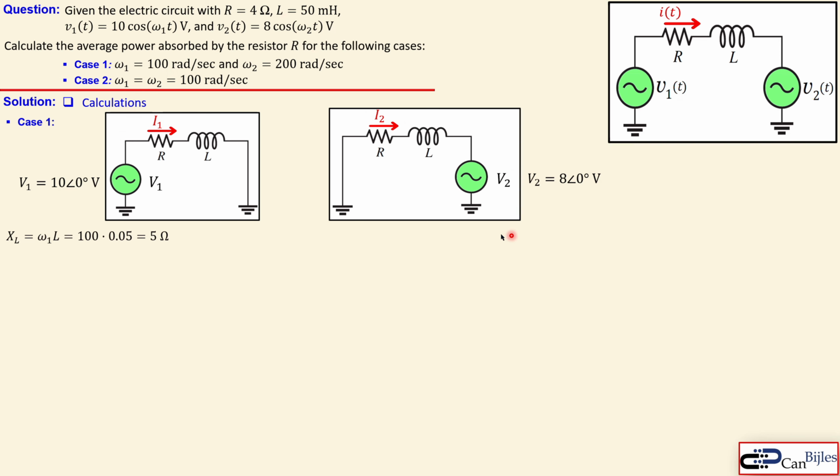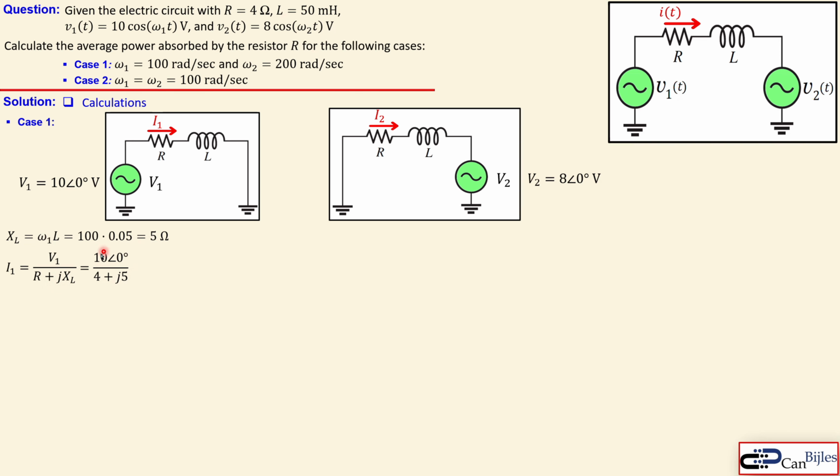So if I now work out the reactance of this inductor for the case where omega is 100, we just use the omega times L formula for the reactance of the inductor. That will give us 100 times 0.05, which is 5 ohms. So I1 will be, using Ohm's law, this voltage divided by the impedance seen by this voltage source, because the current is in series in this branch.